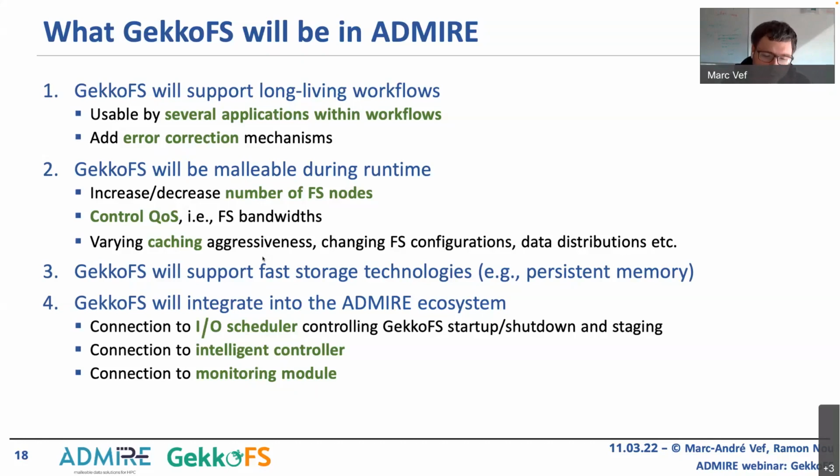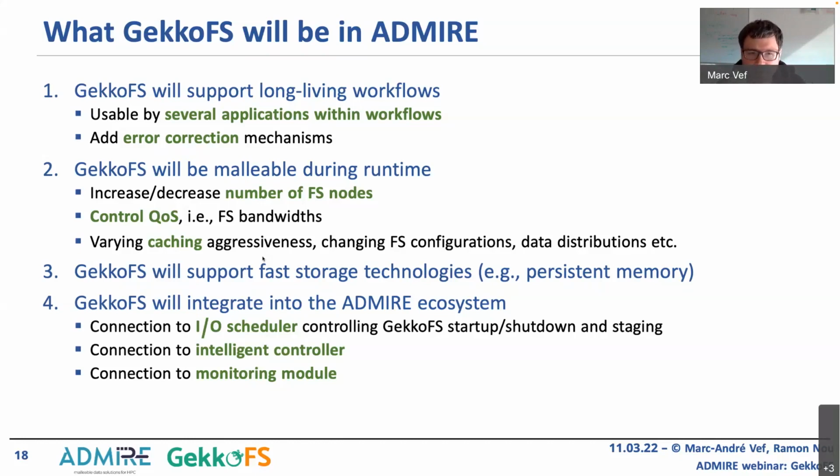But if you have a longer runtime, then of course you also need error correction mechanisms. What happens if a node crashes? You don't want to lose the data that is currently in the file system. But this is something that we also want to do as part of work package 2 without losing the performance that we have. And this will be a big challenge, of course.